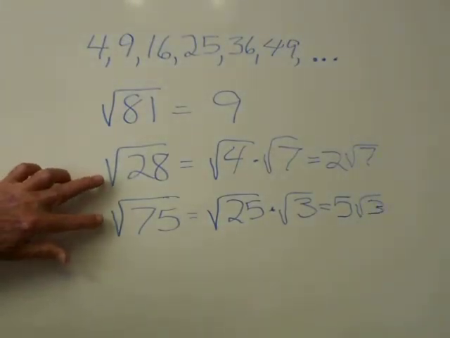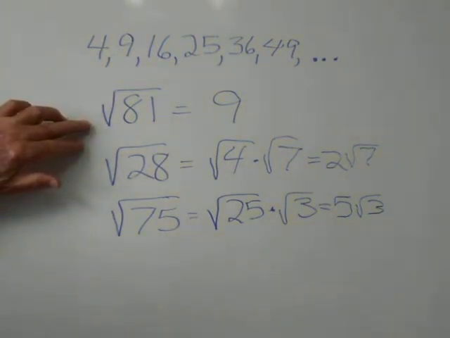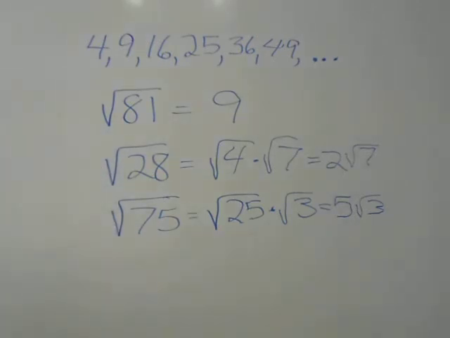I have simplified all 3 of these. This was easy because 81 is a perfect square. In those 2 cases, I had to find a factor that was a perfect square.